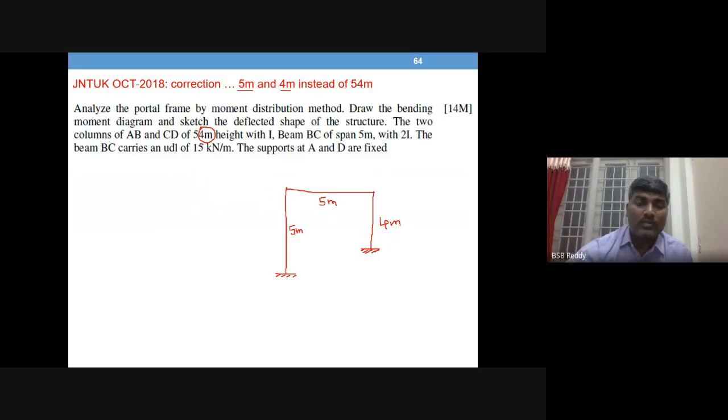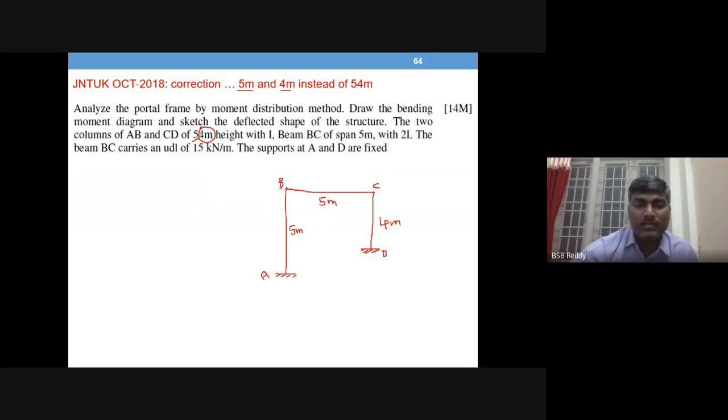Earlier we mentioned this as a typographical error, and we took 4 meters of the same height and then performed non-sway. Now it is just to take advantage of this. So I take 5 comma 4 meters, AB 5 meters, CD 4 meters, so that it becomes a sway frame. So perform this example.